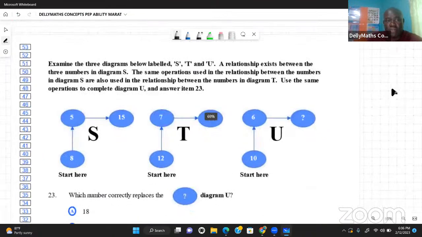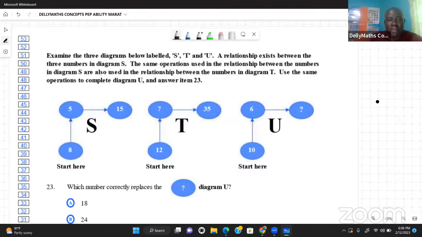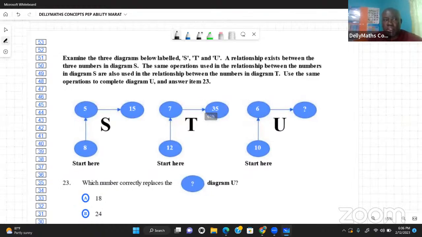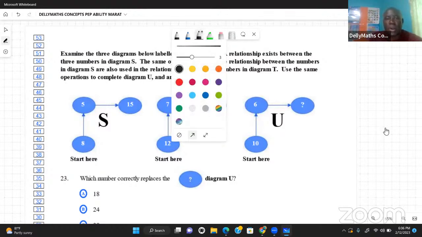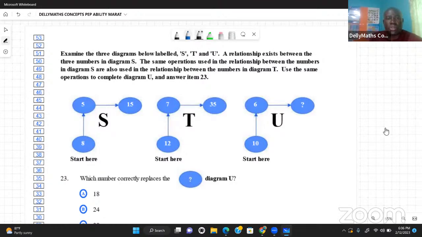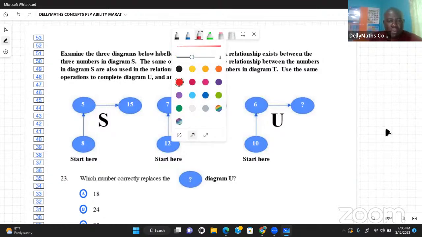So we have to read as well. We have to read all of these instructions. It says, examine the tree diagram below. S, T, and U. A relationship exists between the 3 numbers in diagram S. Watch this. The same operation used in the relationship for S, it is used for T, and the same thing is used for U. What we want to do is to observe, make sure that we see that relationship that's going on right about now. So quickly, you have to be thinking. Make sure, though, that whatever you find works not just for one, but for all, right? So what we want to do is to just quickly now take a look at this. Type in your answers as you go.